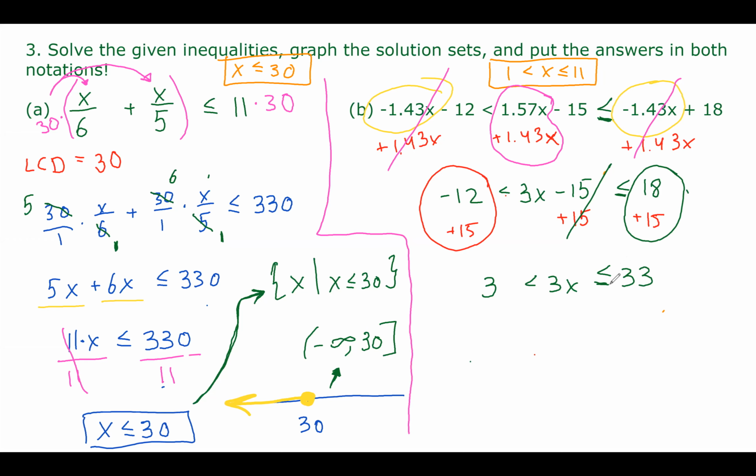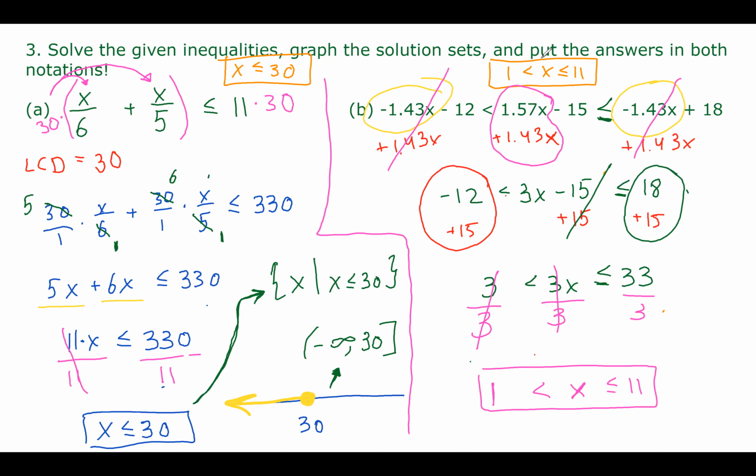Now, the last step for me to isolate this x would be to divide by 3. And the same reasoning here. Since I do it to this side, I have to do it to all the sides, right? So from here, I'm getting 1. From here, I'm getting x. From here, I'm getting 11, right? So that's the answer that I had over here.